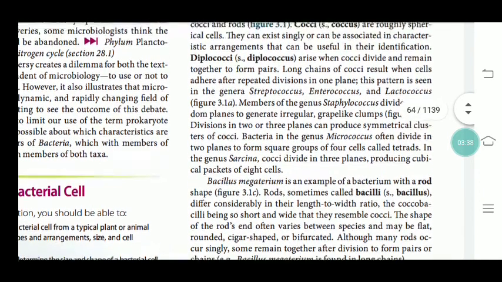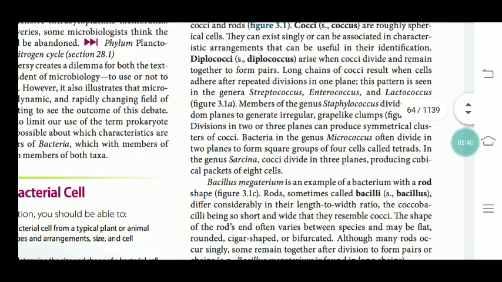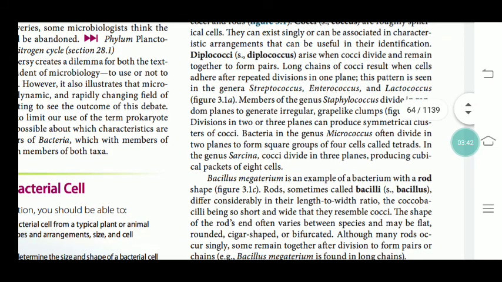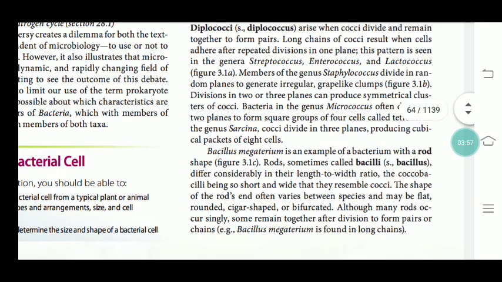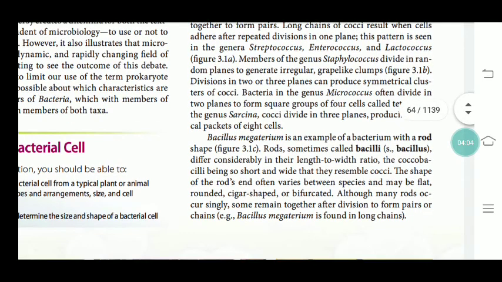Bacteria in the genus Micrococcus often divide in 2 planes to form a square group of 4 cells called tetrads. If single cocci are arranged in a 4-way, making a square group, it's called a tetrad. In the genus Sarcina, cocci divide in 3 planes producing a cubical packet of 8 cells. So it's made up of 8 cocci cells.